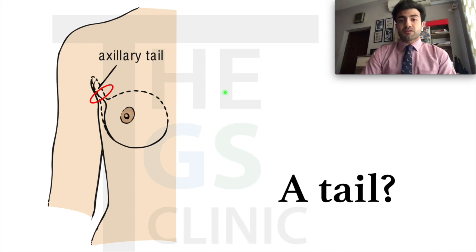And what is the importance of that tail? Basically, this is an extension of breast tissue, specifically the upper outer lateral quadrant, which may escape through what's called Langer's foramen, which is deep in the fascia here. It is not present in all people, but present in some. And this leads to the extension of the breast into the axilla.